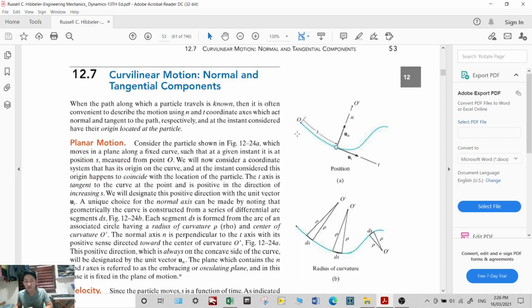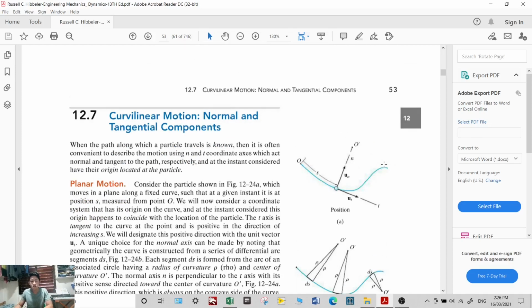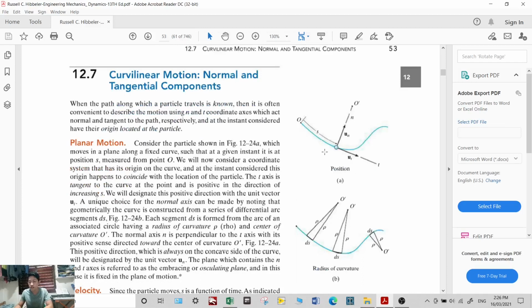If you look at your book on page 53, you have this particle. It moves along this curvilinear path. You need to define the origin, or the O. This is the starting point of your particle. And this S represents the displacement.